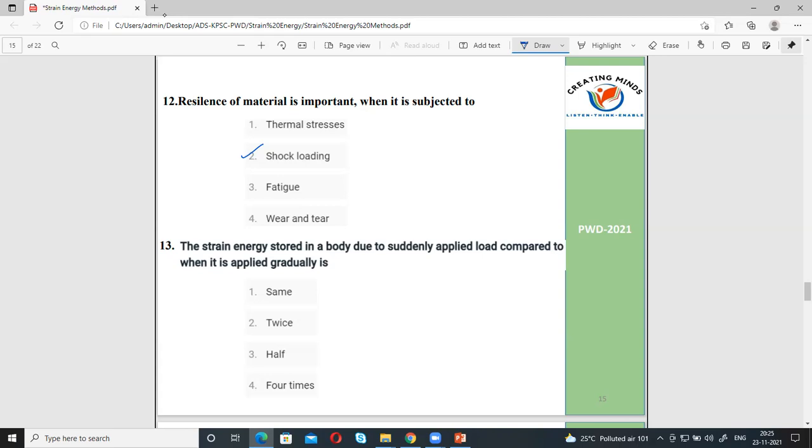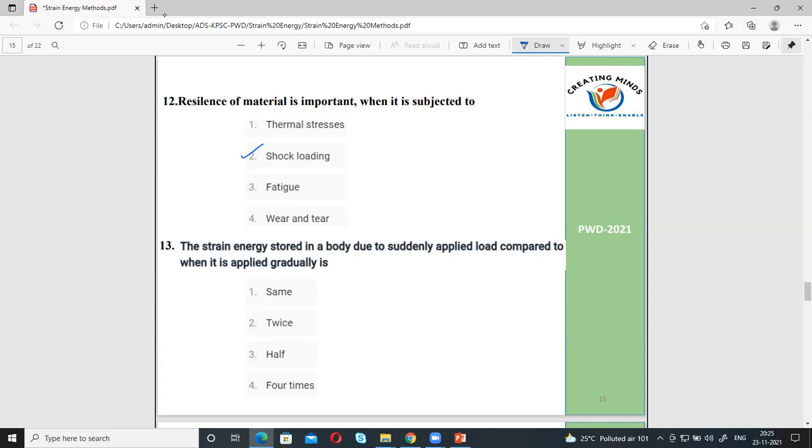Strain energy stored, twice. Strain energy stored in a body due to a suddenly applied load compared with when it is gradually applied. I already told this in the first module. What is the answer? 4 times. Wow. Yes. How? See, I am talking about strain energy due to suddenly applied load. What is suddenly applied load? 2P by A.